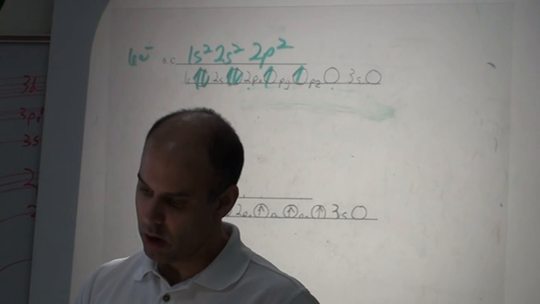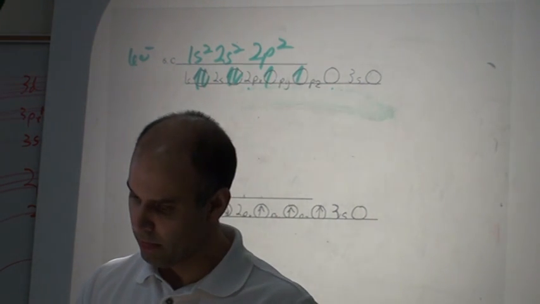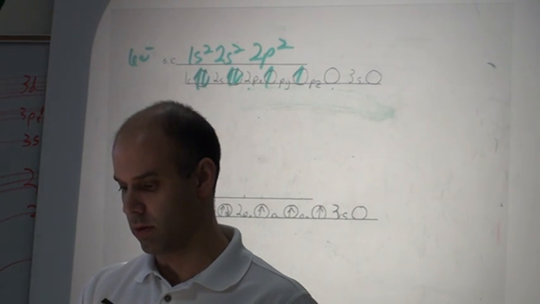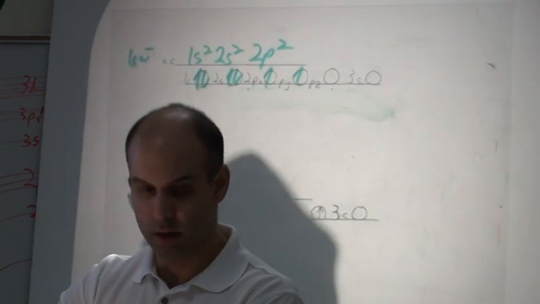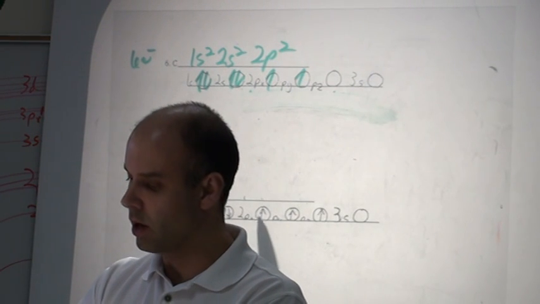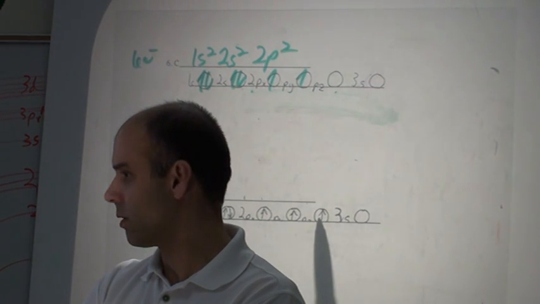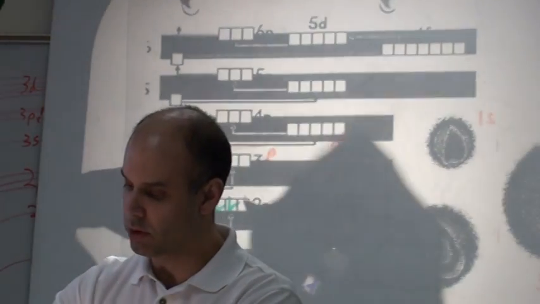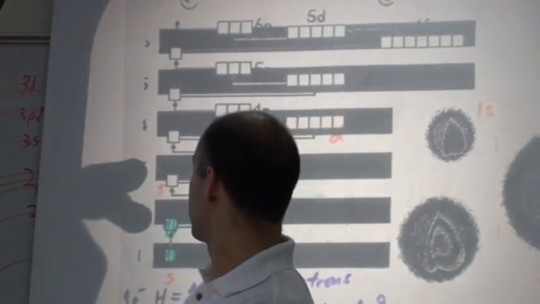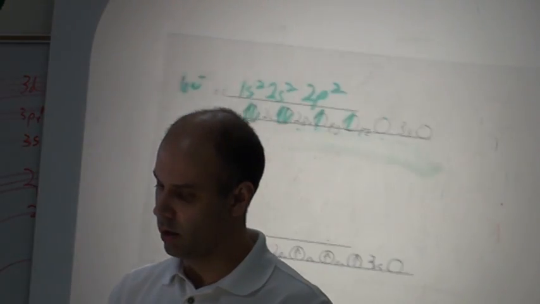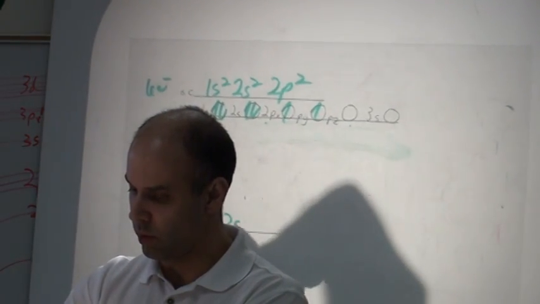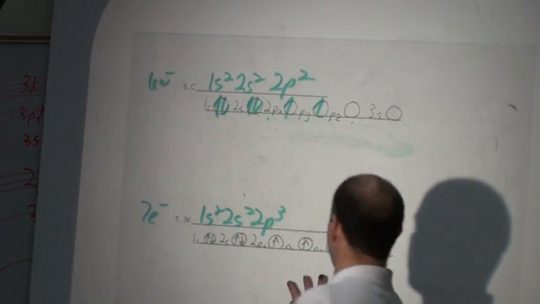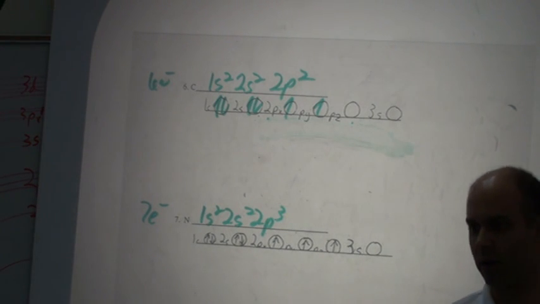And then for number 7, there are 7 electrons in nitrogen. Did I draw it out on yours? Yeah, I did. So you've got to have 1 in each. So you'd have 1 electron in each box before you start to double them up. So your configuration would be 1s2, 2s2, 2p3. And they're all either all spin up or they're all spin down.